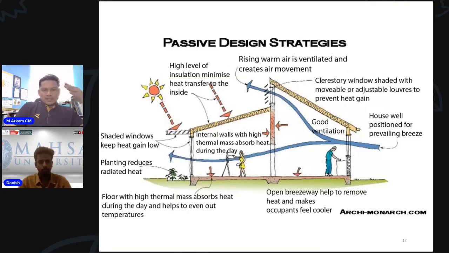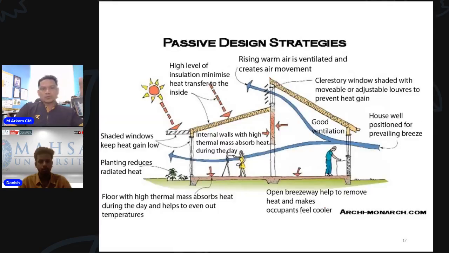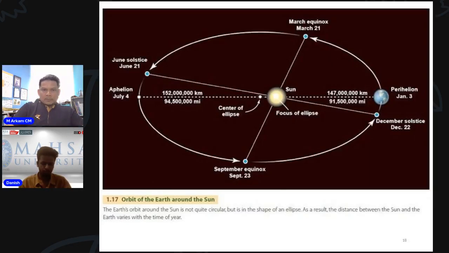And the basic design strategy, again, talking about good ventilation, where you know the sun movement and how to utilize the sun positioning to meet your building requirements. So I want to go fast for you, just about 17 slides just now. And here again, we're talking about how the earth is orbiting the sun. So this is where the sun and earth are closest and farthest.